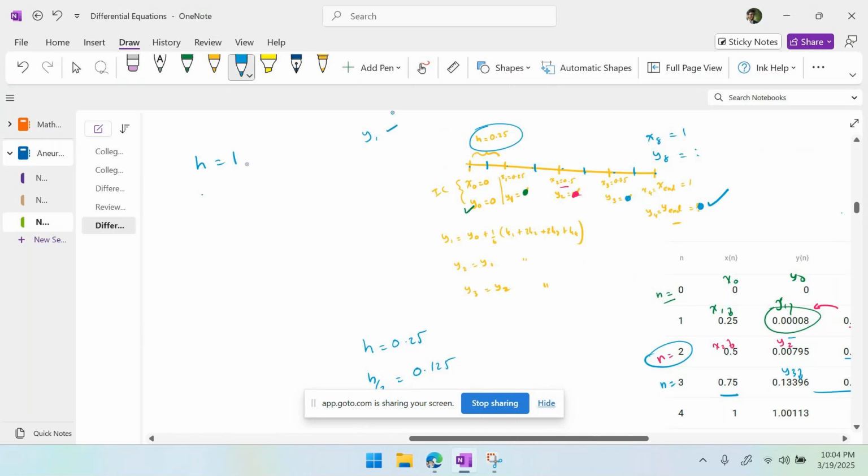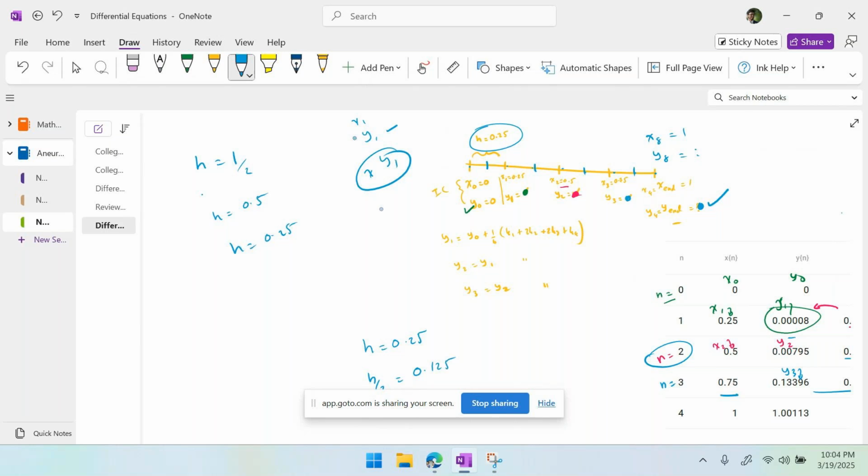and then make it half, that's 0.5, then calculate y1 again. And when you calculate this y1, plot that point. Make it half again, 0.25, calculate y1, plot this point, x1 comma y1. Make it half again, 0.125, and plot that point.